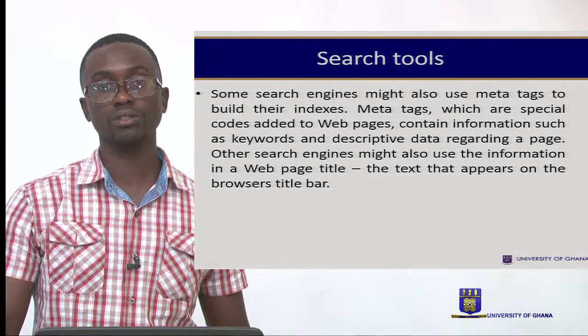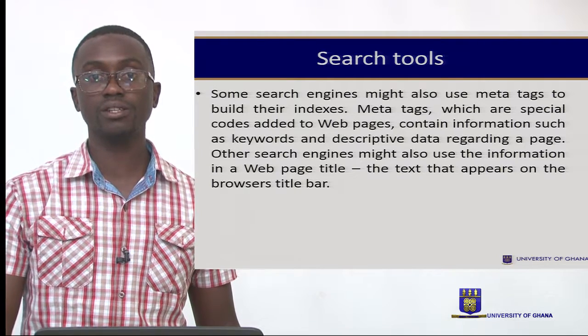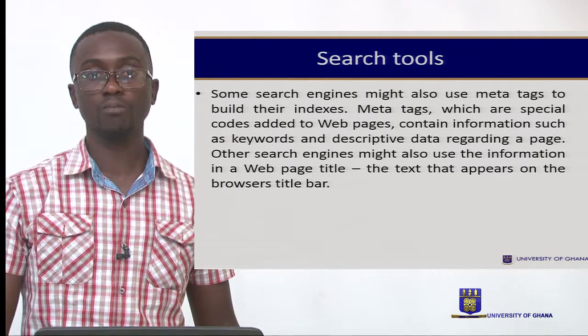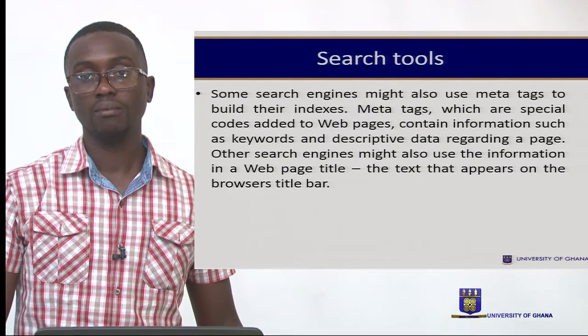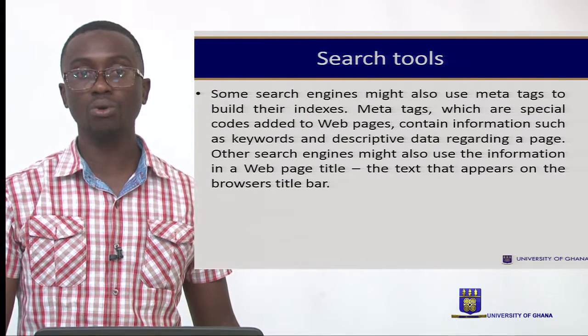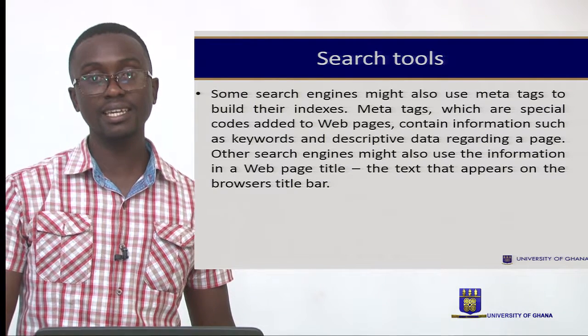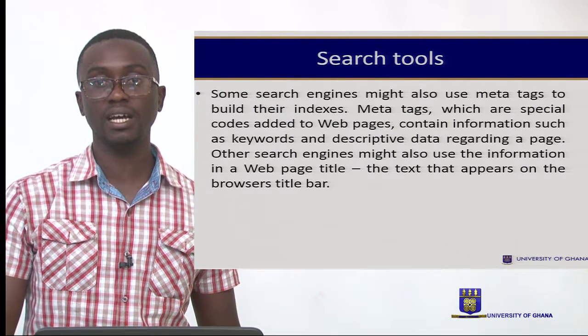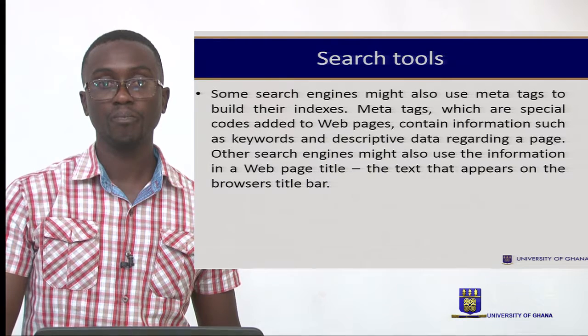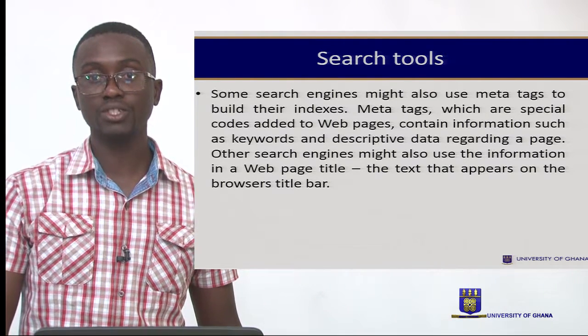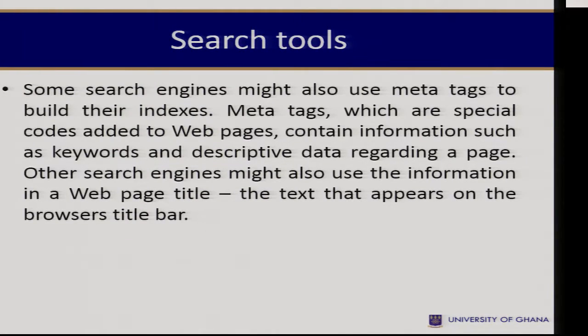Some search engines might also use meta tags to build their indexes. Meta tags, which are special codes added to web pages, contain information such as keywords and descriptive data regarding a page. Other search engines might use information in a website page title, that is, the text that appears on the browser's title bar.